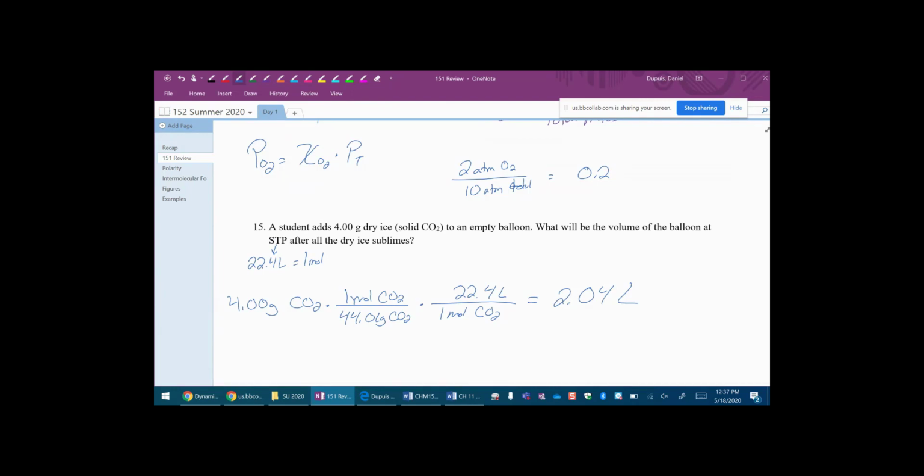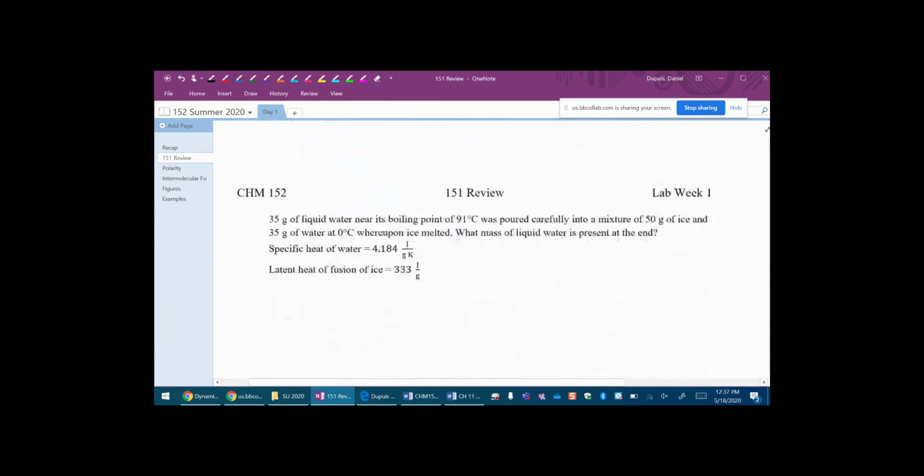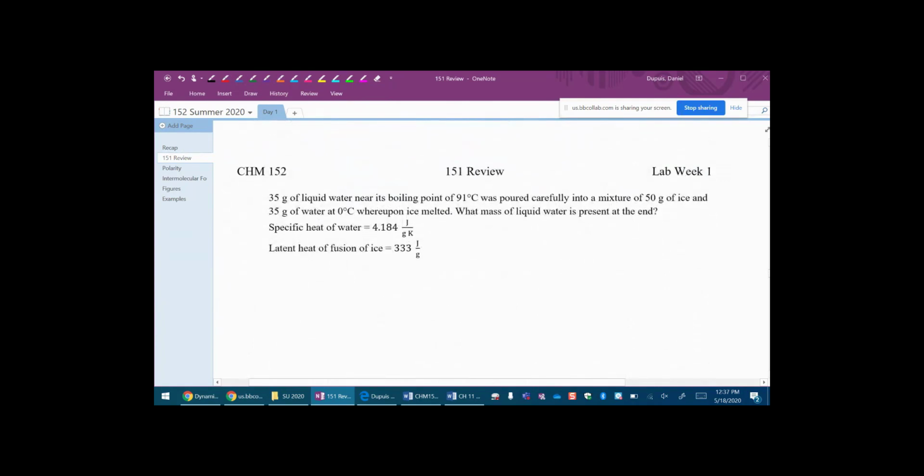So 4 grams is not a lot. That's about 2 of these Nalgene bottles. That's pretty good. Let's see here. All right.